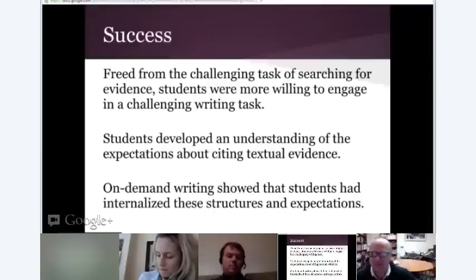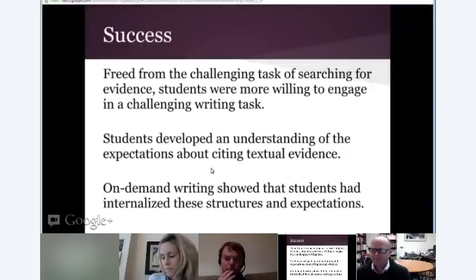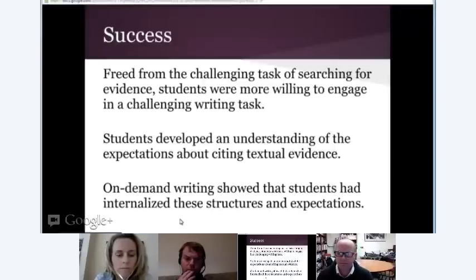So we had a lot of success with it. Let me turn off my screen share. We also found that, when they didn't have to spend that time looking for evidence, they were a lot more willing to try this challenging task. They developed an understanding that we expected them to have evidence, like, hey, by the way, your paper needs evidence. Now they understood what that meant. And when we gave them an on-demand writing, where we asked them to compare two poems, they quoted the poems constantly because they understood now that they needed to do that to write about them. So that all went really well. It was a huge success.